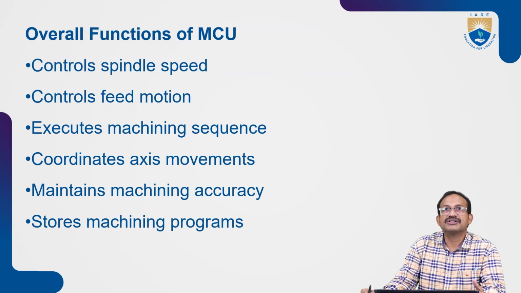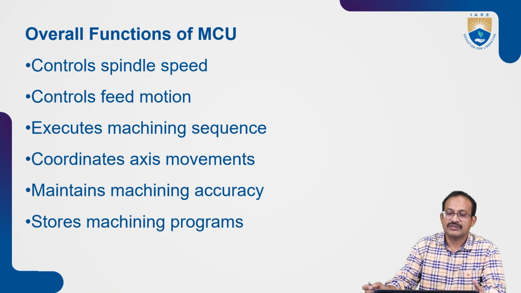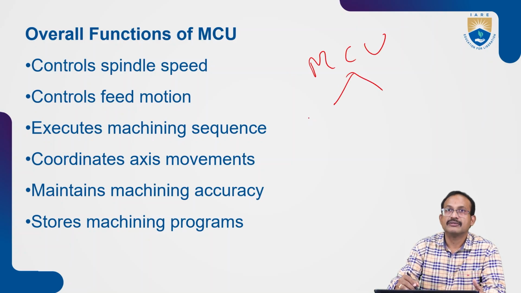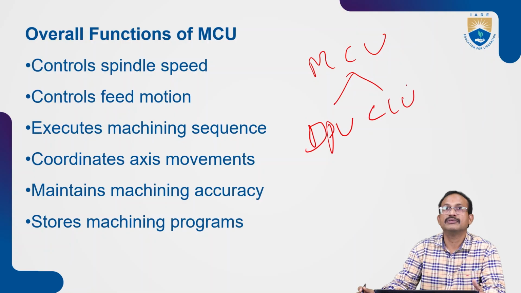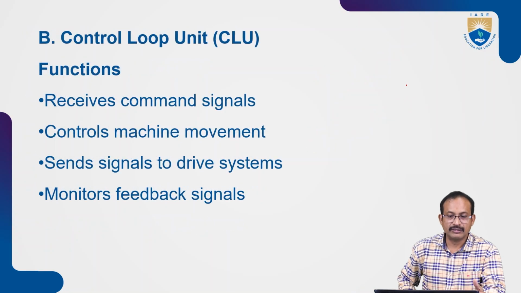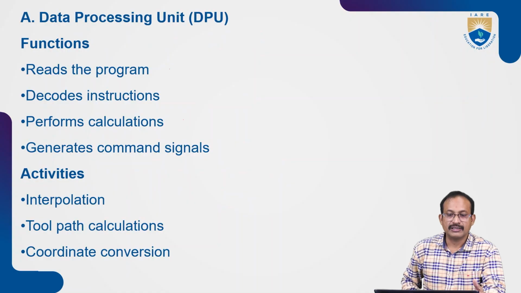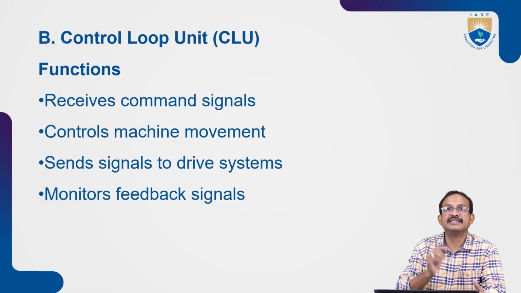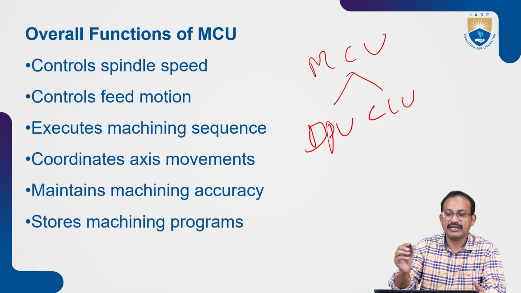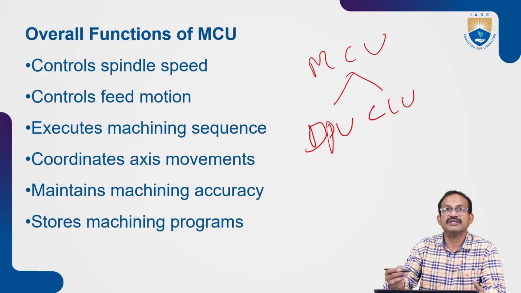Okay, overall functions of MCU. So what is MCU? Already we have seen. MCU means A, DPU, data processing unit, and B, CLU, control loop unit. These two combinedly called MCU. Then we'll see the overall functions of this MCU.